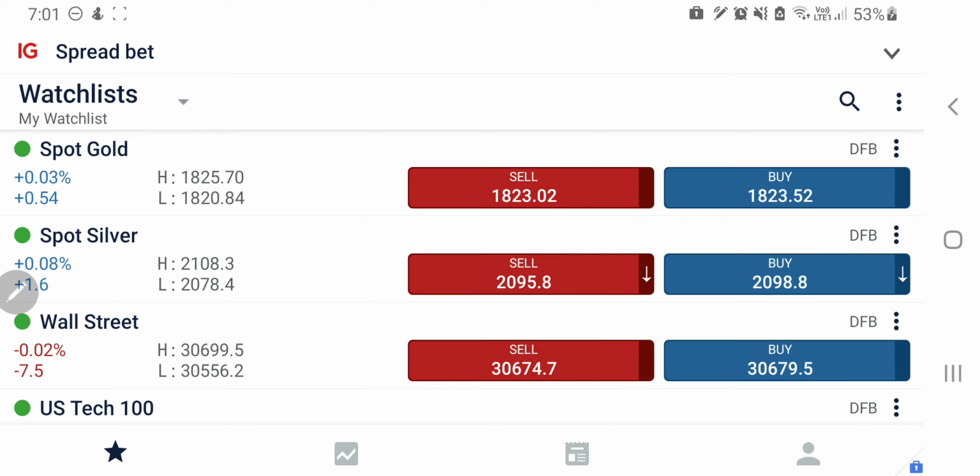Now what is going to happen today, we will try to see with the help of candlestick charts and indicators. First we'll look into gold. At the end of gold's analysis, I'll give you the trading levels and strategy for the day, followed with silver.